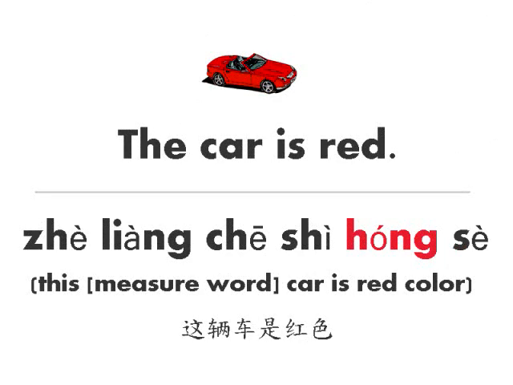Listen to me say, the car is red. 这辆车是红色. Again, 这辆车, this car, 是, is 红色, red color. Putting it together, 这辆车是红色.